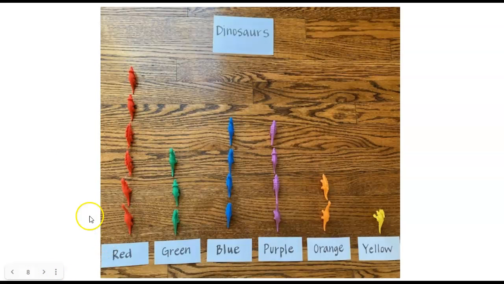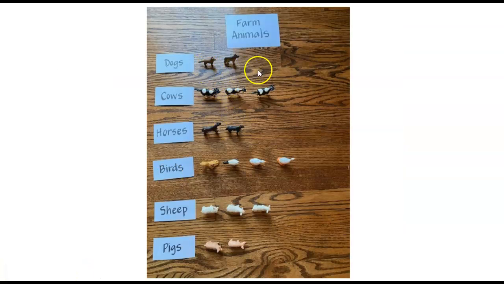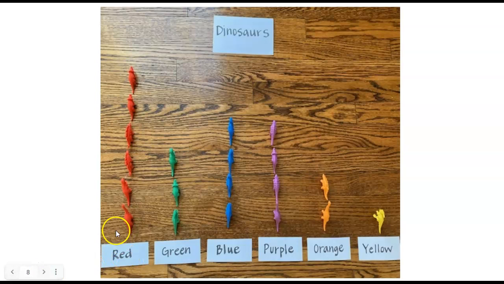Here's another example of a graph. This is another object graph. Do you see how it's a little bit different than the one that we looked at before? This one has the animals going horizontal in rows. But this one shows it vertical in columns. And I know this object graph is dinosaurs, and my labels tell me that they're red, green, blue, purple, orange, and yellow. And how many? So I can easily see there's a lot more red dinosaurs than there is yellow, which is the least, right? So it doesn't matter whether they're horizontal or vertical, it's still organized very neatly to help me understand it.